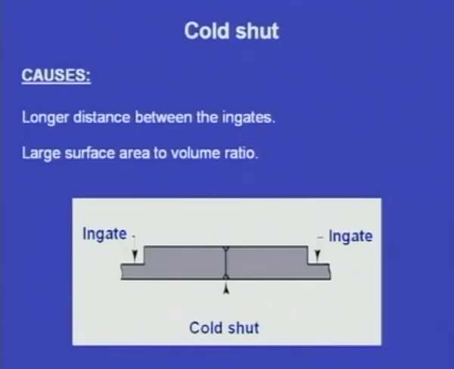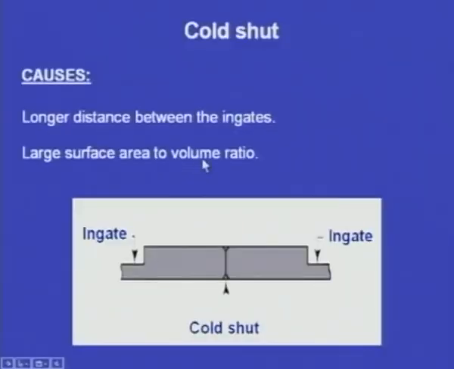What are the causes for this defect? Longer distance between the ingates. The distance between the ingates is too much. So by the time the molten metal from this side and molten metal from this side has reached this portion, their temperature has come down. Once the temperature comes down, their fluidity comes down and their ability to fuse together comes down.